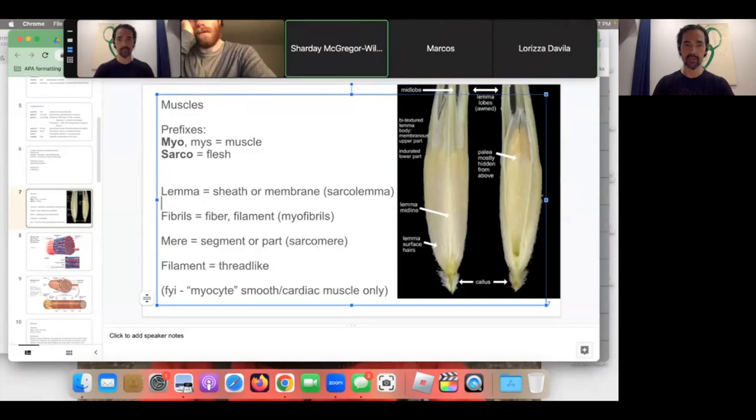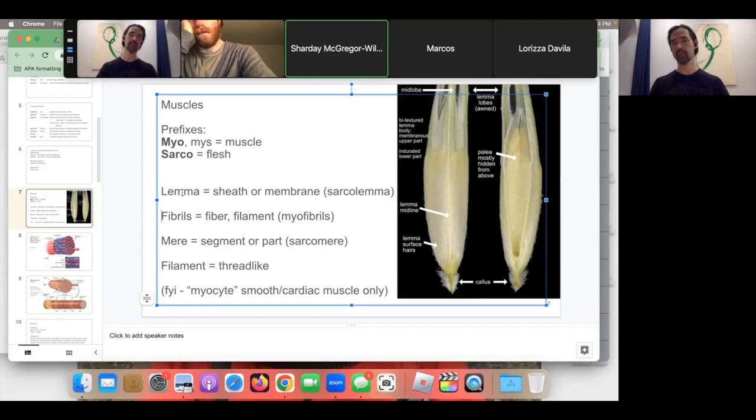The stuff that I'm pretty sure is less relevant for you, I'm not going to weight as much as the stuff that I think might be more relevant for you. Like I know you're going to see the word myofibril or myofilament. I know you're going to see that at some point. And my goal is just to help reduce the chances of confusion when you see that.